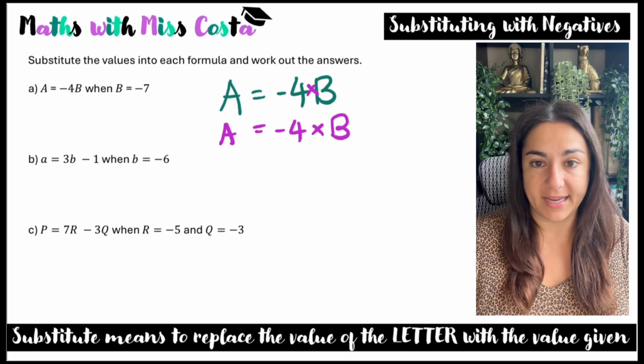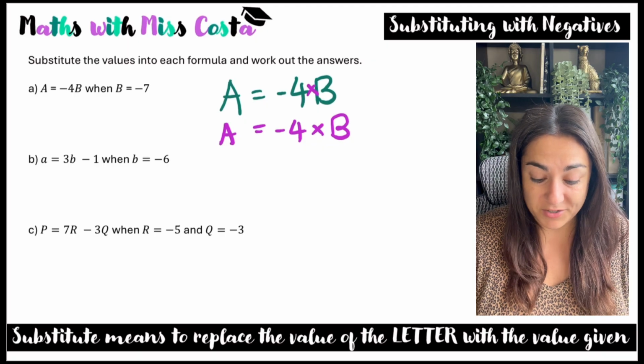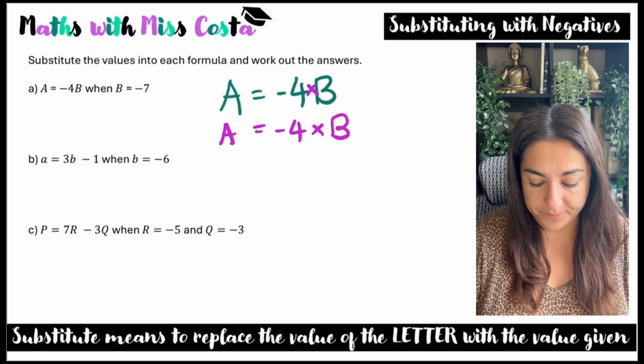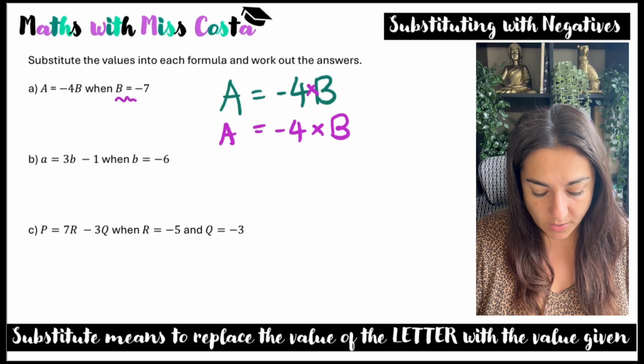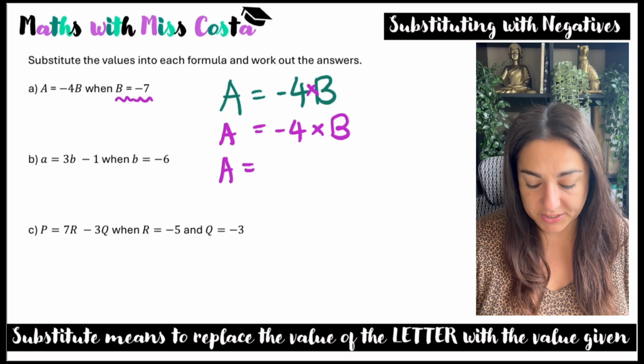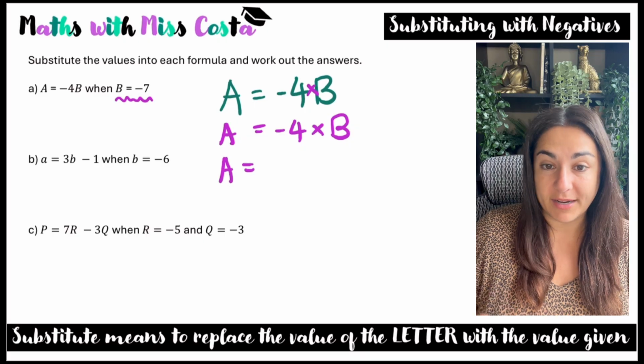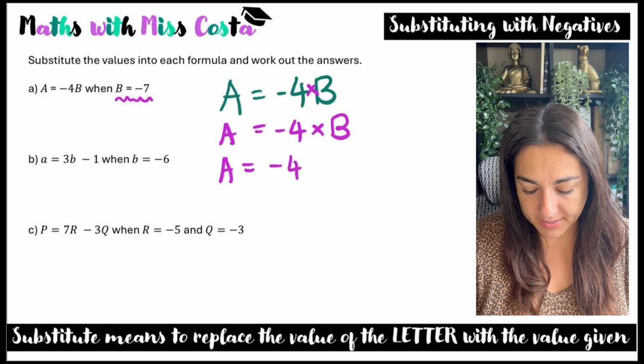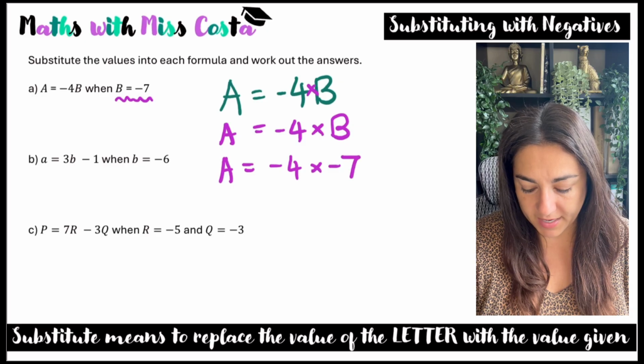Now, I don't know what b is, but I've been told that I want to find out what the answer to this would be when b is negative 7. So what I'm going to do is substitute negative 7 for where I see the letter b. So minus 4 times by minus 7.